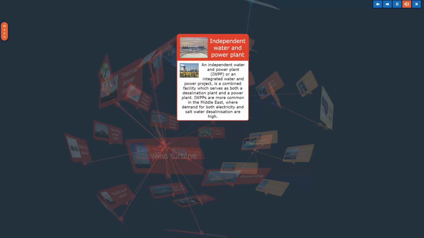Independent water and power plant. An independent water and power plant, IWPP, or an integrated water and power project, is a combined facility which serves as both a desalination plant and a power plant. IWPPs are more common in the Middle East, where demand for both electricity and saltwater desalination are high.